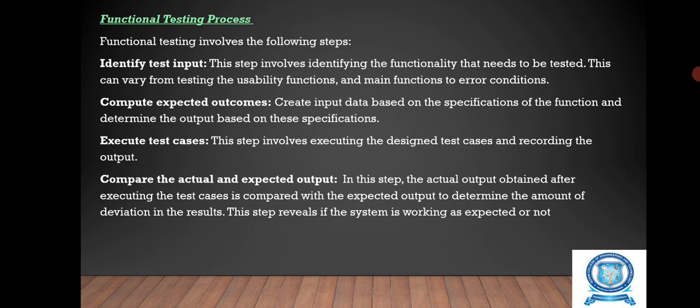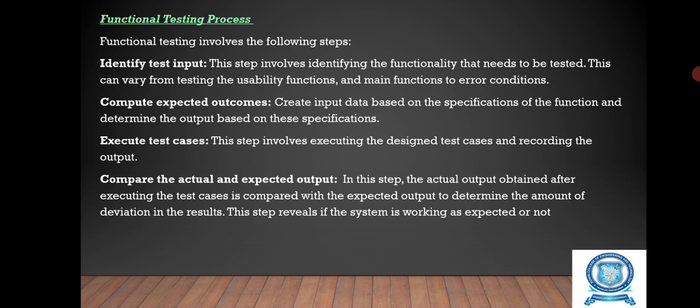Functional testing process. The functional testing involves the following steps. First, identify the test input. This step involves identifying the functionality that needs to be tested. This can vary from testing the usability functions and main functions to error conditions. Compute expected outcomes. Create input data based on the specifications of the function and determine the output based on these specifications. Execute test cases. This step involves executing the designed test cases and recording the output.